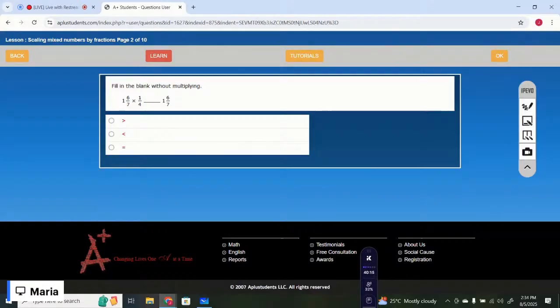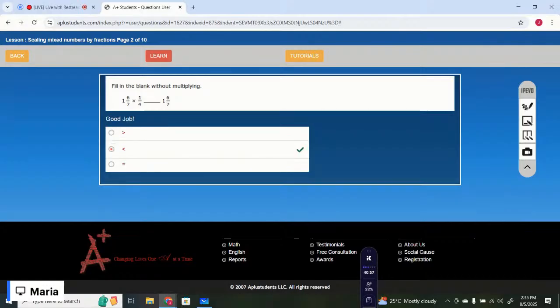Fill in the blank without multiplying. 1 whole 6 by 7 times 1 by 4. You need to compare it to 1 whole 6 by 7. So 1 by 4 is less than 1. So multiplying by 1 by 4 makes 1 whole 6 by 7 even smaller than 1 whole 6 by 7. So less it is. Option number 2 is the correct option.